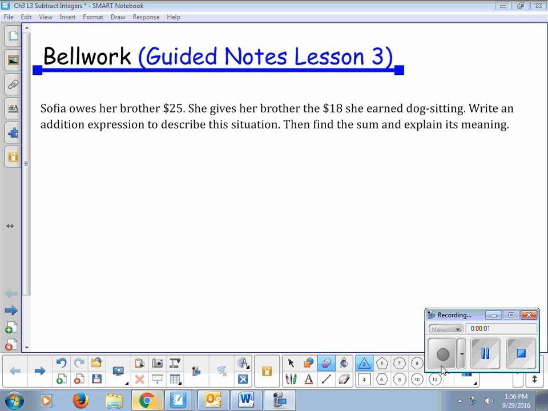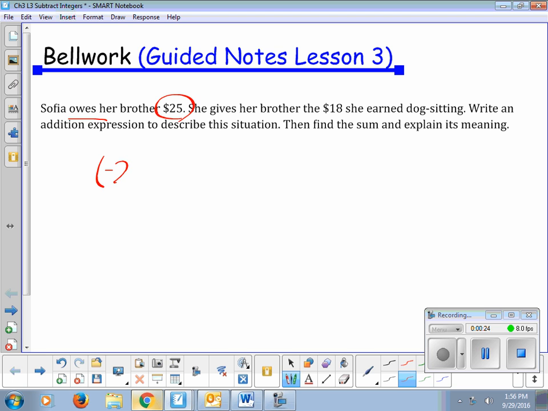Okay, so if we look at the guided notes for lesson 3, our word question. Sophia owes her brother $25. She gives her brother the $18 she earned dog sitting. Write an addition expression to describe this situation, then find the sum and explain its meaning. If she owes $25, is that a positive or negative 25? Obviously a negative 25 because she owes that money.